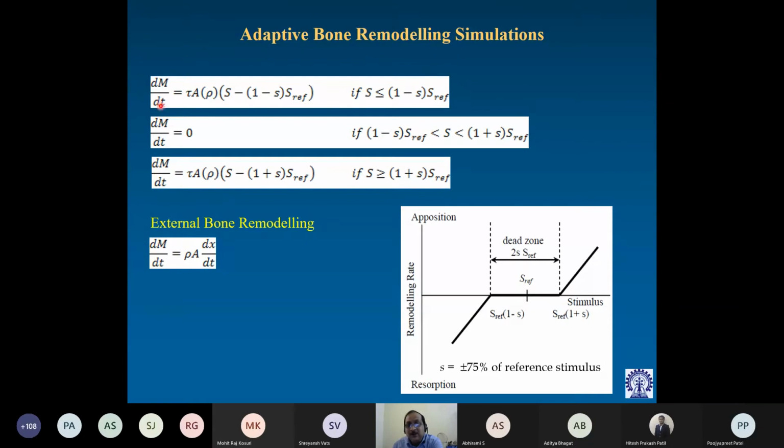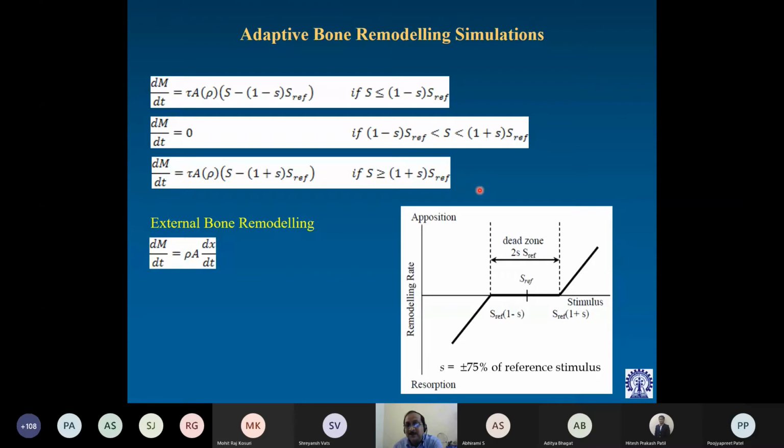Now all these equations, the first three equations, I would not show you now. Let me go back. These three sets of equations refer to changes in bone density, that means internal bone remodeling. Okay, these are changes in the internal bone structure.